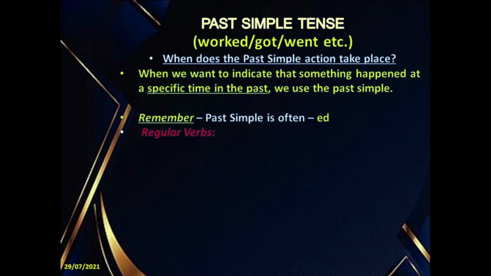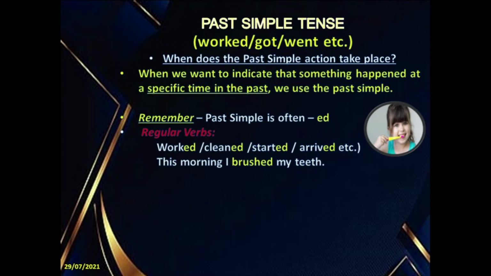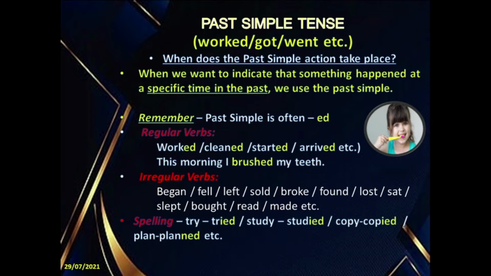This past simple tense also has regular verbs and irregular verbs. Let us say I have just one sentence here: this morning I brushed my teeth. Brushed is the action, and the time is also given here, morning, right? This way we make a sentence for the past simple. Irregular verbs end differently, like this: began, fell, left, sold, broke, found, like that.